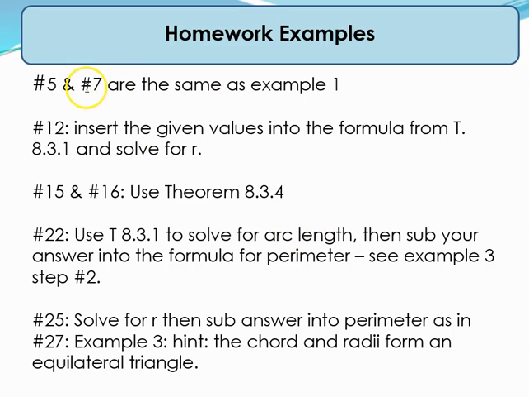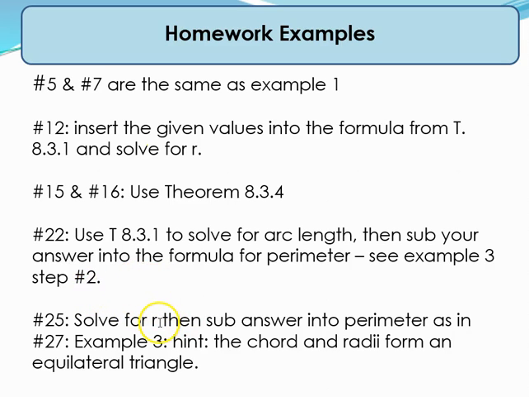Numbers 5 and number 7 are the same as example 1. Number 12, insert the given values into the formula for theorem 8.3.1, which is the measure of the arc length, and solve for the radius. In number 15 and number 16, use theorem 8.3.4. In number 22, use the arc length formula to solve for arc length, then sub your answer into the formula for perimeter. Take a look at example 3, step number 2 to help you with that.